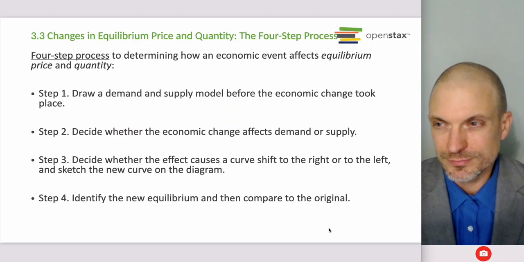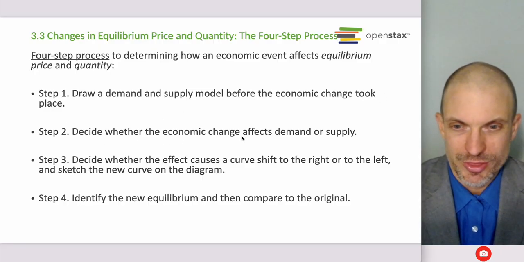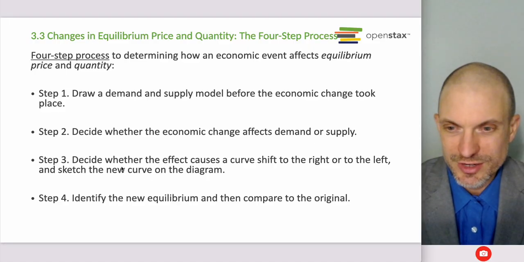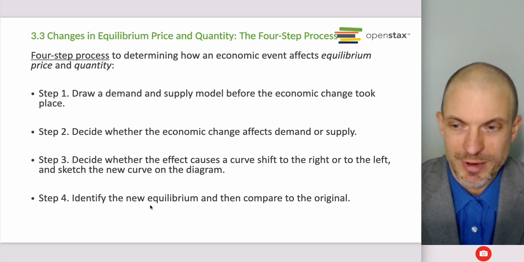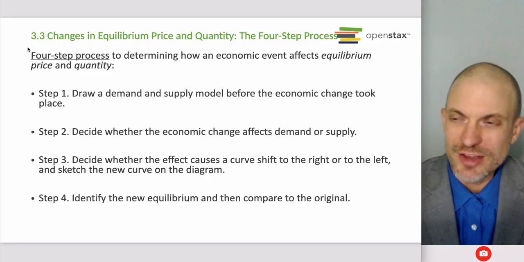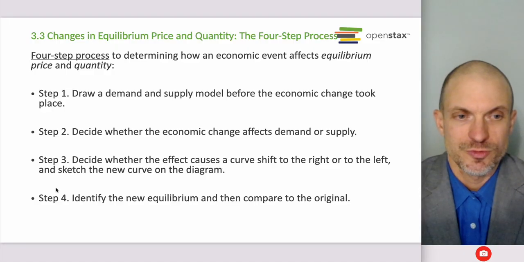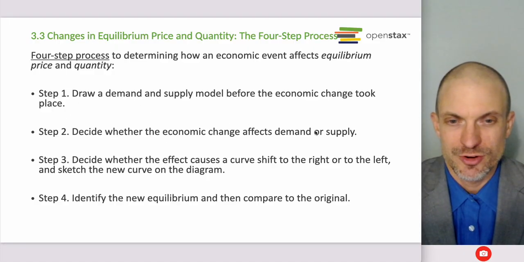Okay. Here's our 4-step process in determining how an economic event affects equilibrium. First, draw the demand and supply model before the economic change. Two, decide whether it affects demand or supply. Three, decide whether the effect causes a shift to the right or to the left. Sketch the new curve on the diagram. Four, identify the new equilibrium and compare to the original. In particular, compare the new price to the old price, the new quantity to the old quantity. This is comparative statics. They actually did a pretty good job. I like this 4-step process. You've got to use your judgment to determine, does the change affect demand or supply?